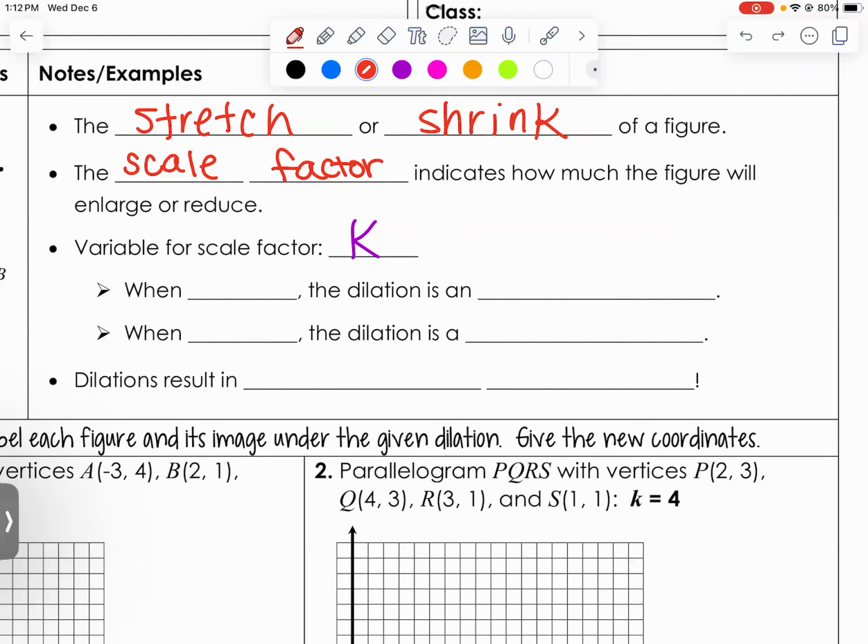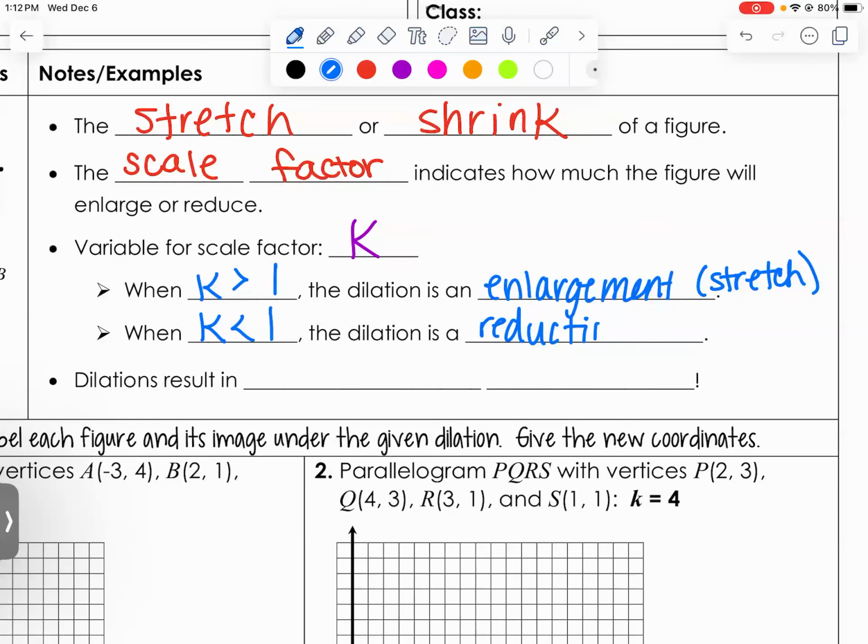If K is greater than blank, it's going to get bigger. What's that number? Guys, we just talked about it. It's one. It is 1. If k is greater than 1, then we have an enlargement, which is basically a fancy word for it's going to stretch. If k is less than 1, we have a reduction, which is a fancy word for it's going to shrink.